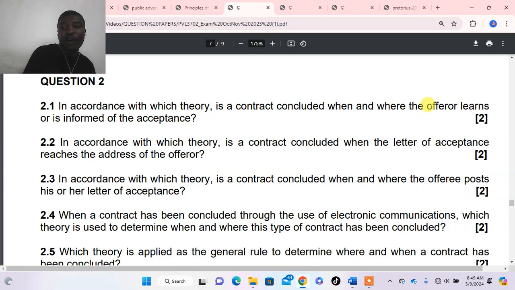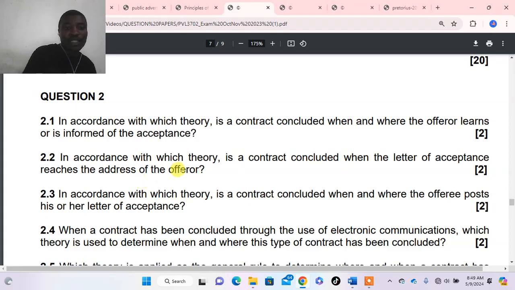The theory that the offerer learns about the acceptance is the information theory. According to which theory does a contract come into being when a letter of acceptance reaches the address? That's the reception theory. The reception theory applies to the address of the offerer. It does apply to contract law. So this one was very clear. Let me go to some challenging examination, since this one was nothing. This one was just free marks.